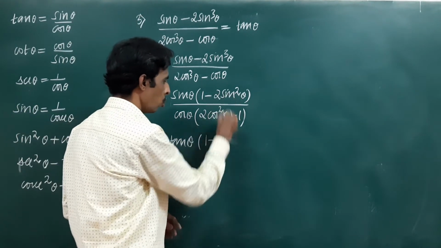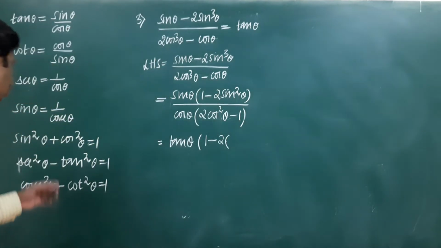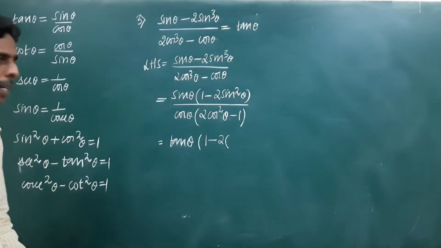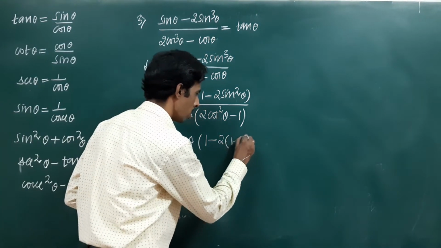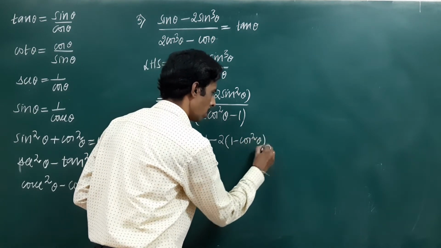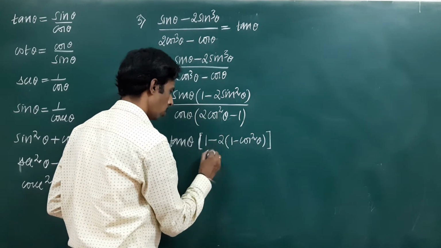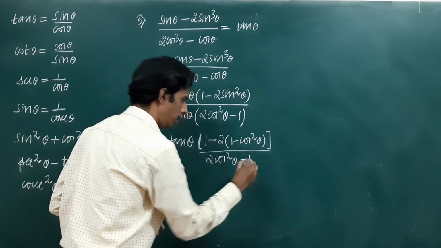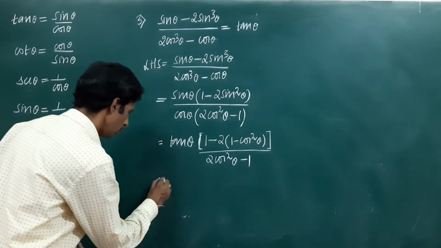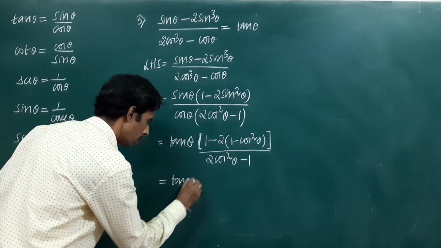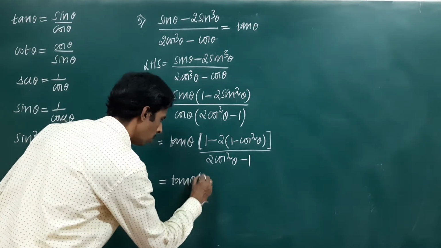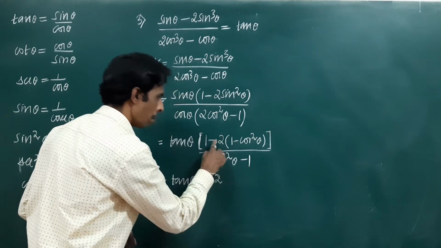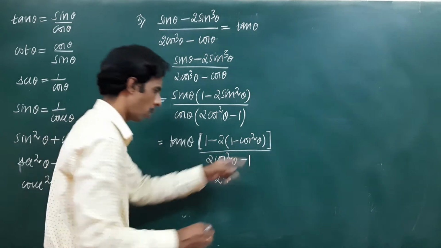So 2 I write as it is. This is sin square theta, how are you going to write sin square theta? Keep it here only. Then sin square theta can be written as 1 minus cos square theta. This whole divided by 2 cos square theta minus 1, is equal to tan theta. Now, 1 minus 2 ones are 2. Minus into minus is plus, 2 cos square theta.